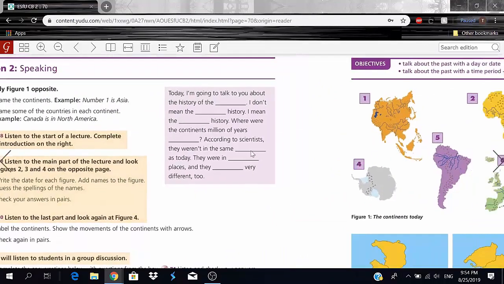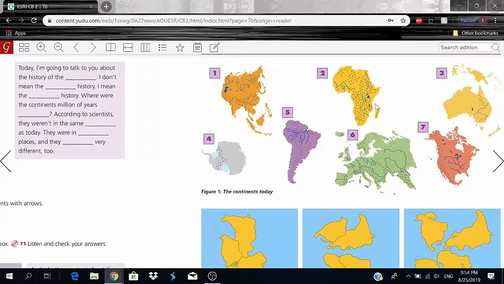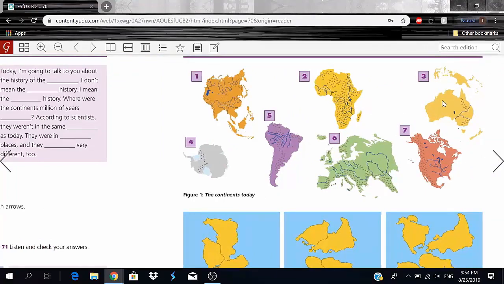Number 1 is Asia. So this right here is Asia, you guys, okay? Number 2, what's number 2, you guys? Number 2 is Africa. That is what Africa looks like on the world map, okay? Then we have number 3. I think number 3 is Oceania. Then we have number 4 is Antarctica. That continent is super cold. And then we have number 5, South America, obviously. Then we have number 6, Europe. Everybody knows Europe. And finally, number 7, North America.